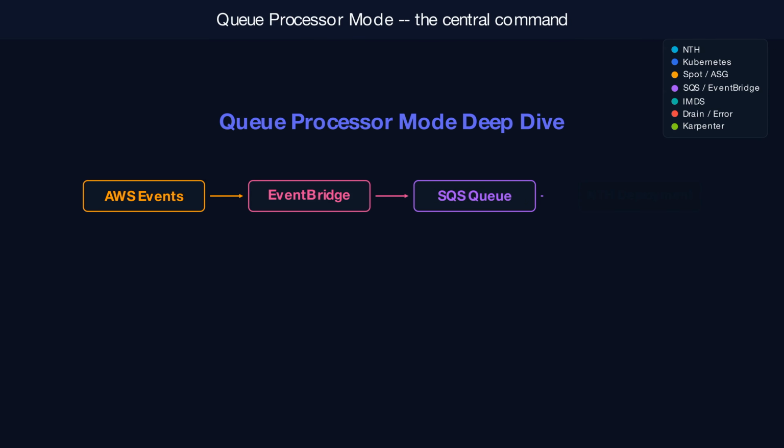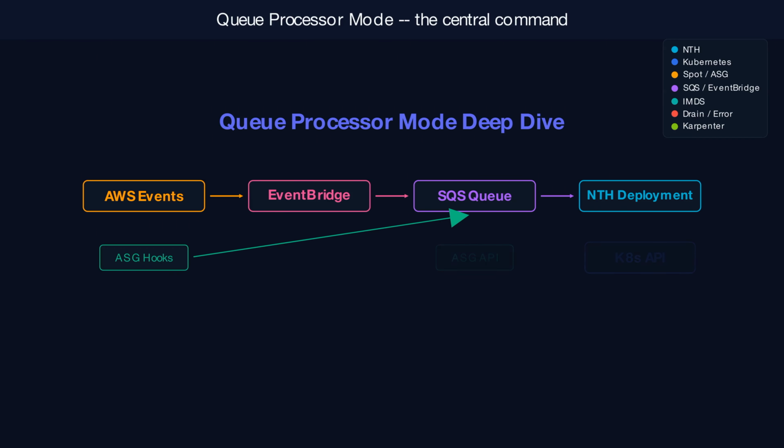That queue receives events from two sources: Amazon EventBridge rules that capture EC2 interruption and state change events, and auto-scaling group lifecycle hooks that pause instance termination. When NTH reads a message from the queue, it identifies the affected EC2 instance, maps it to the corresponding Kubernetes node, cordons it, and drains it.